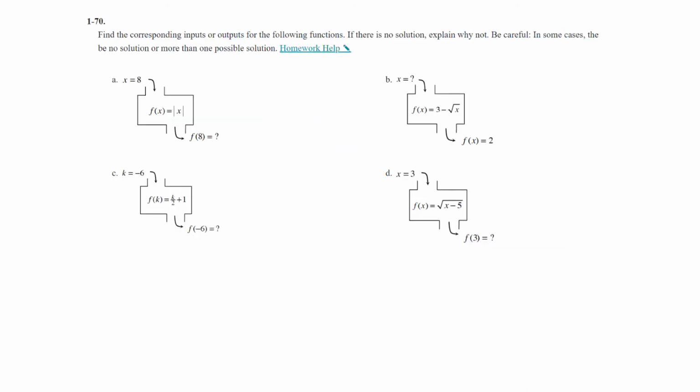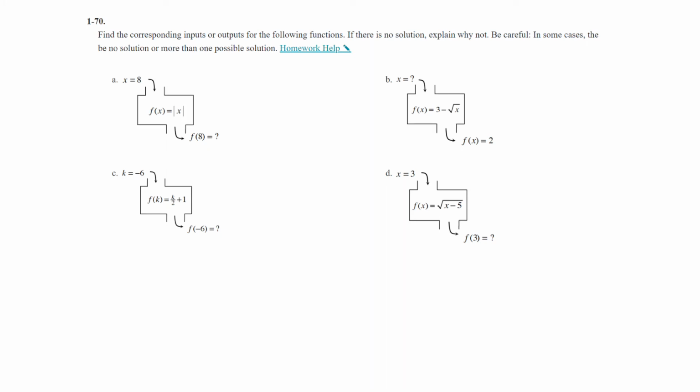Question 70. Find the corresponding inputs and outputs for the following functions. If there is no solution, explain why not. Be careful. There might be no solution or more than one possible solution. I think that's worded incorrectly there.